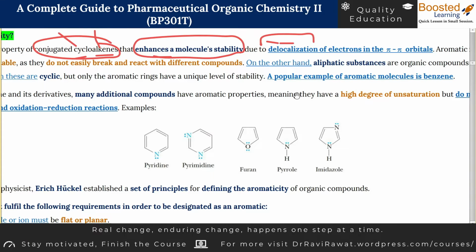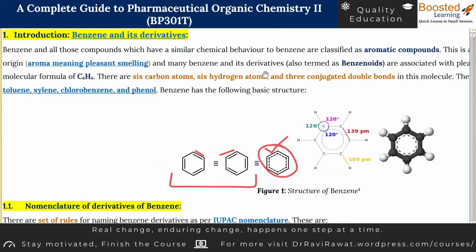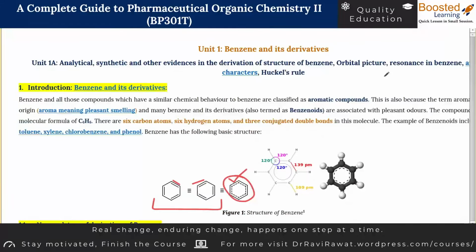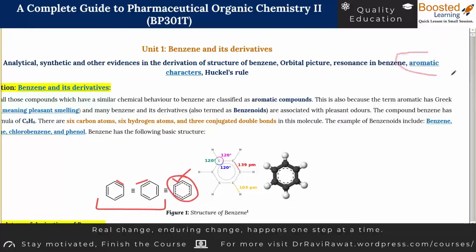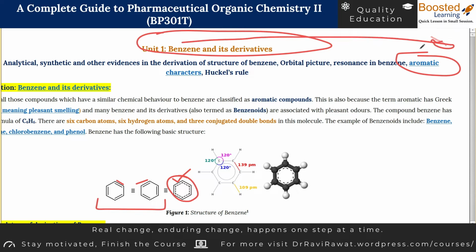One popular example of aromatic molecules is benzene. We have come here and covered the topic of benzene. So a very good example of an aromatic molecule is benzene. That is why you are being taught the topic of aromatic character in the unit of benzene, because benzene is a very good example of aromatic molecules.